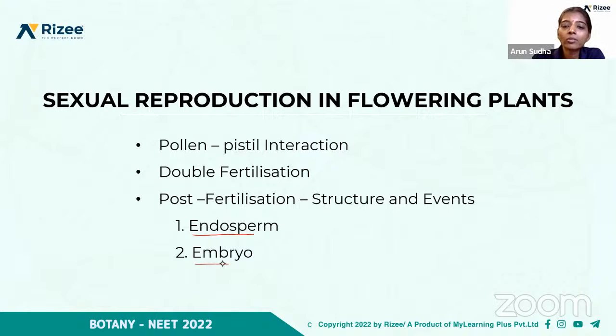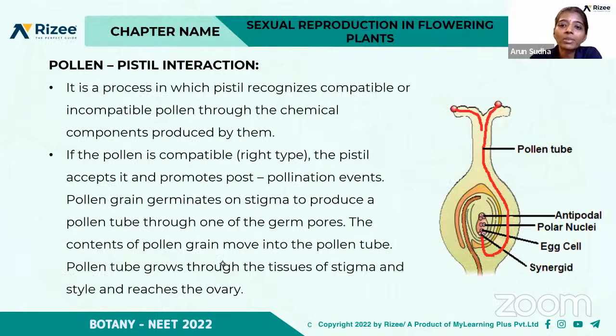Okay. So first, under pollen pistil interaction. What do you mean by pollen pistil interaction? That is, the interaction that exists between the pollen and the pistil, right? It is a process in which the pistil recognizes the compatible or incompatible pollen through the chemical components produced by them. So what do you mean by this? Compatible or incompatible pollen, right?